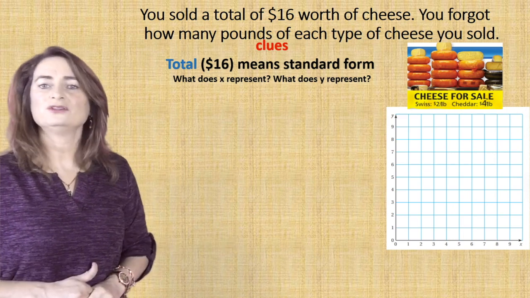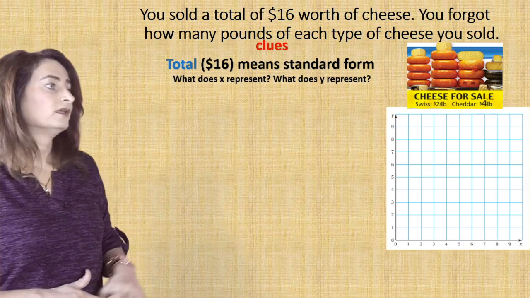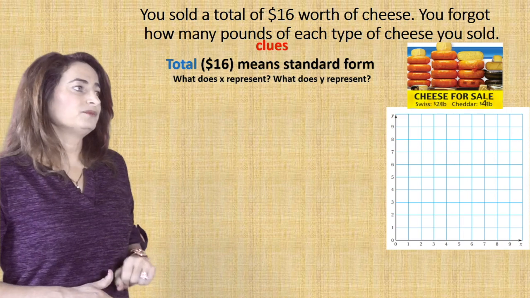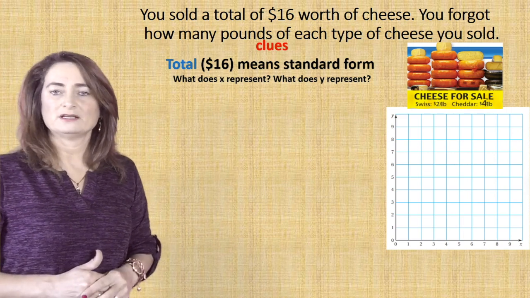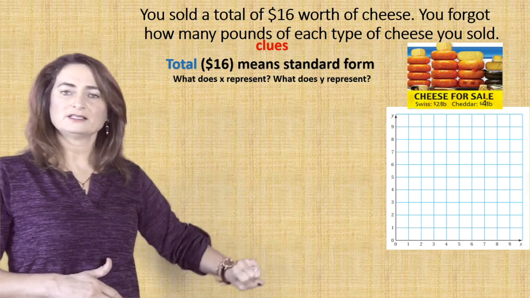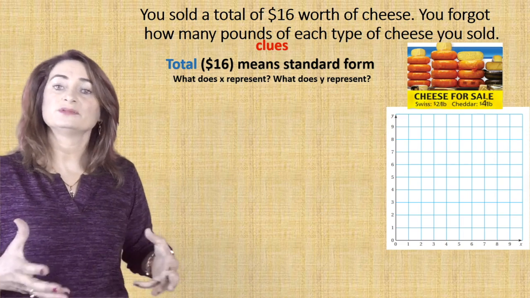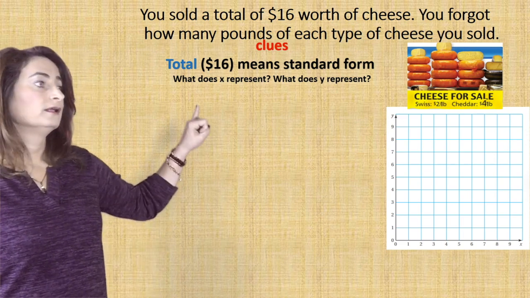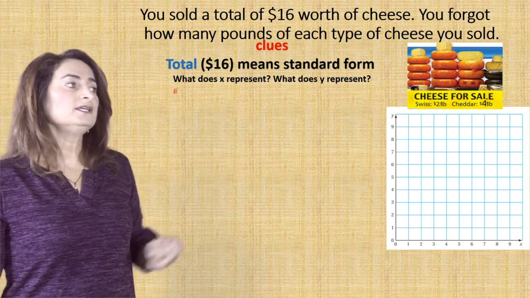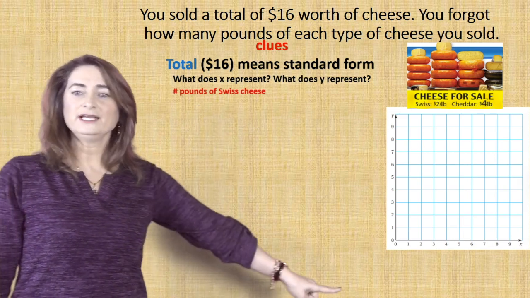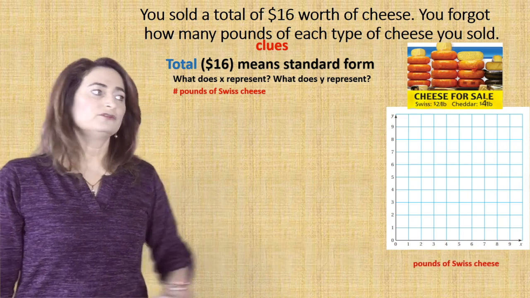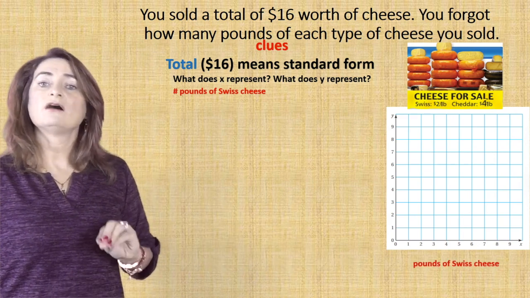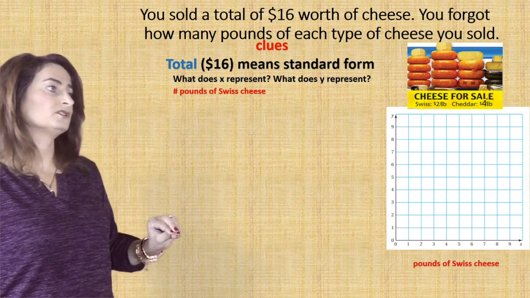Right away, I know this should be written in standard form. So what does x represent and what does y represent? On the graph, these numbers on the x-axis and those numbers on the y-axis represent something. So let's decide what those are first. Let's say that the number of Swiss cheese is the x. So go on the x-axis and write number of Swiss cheese because those numbers are the pounds of Swiss cheese.